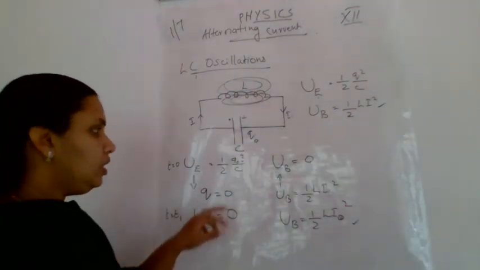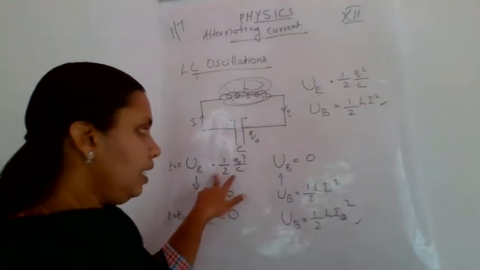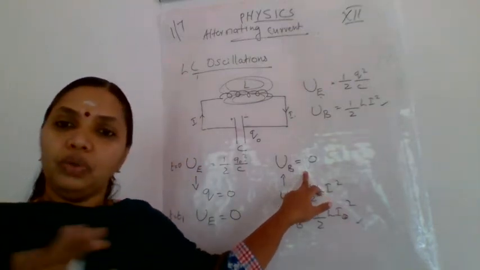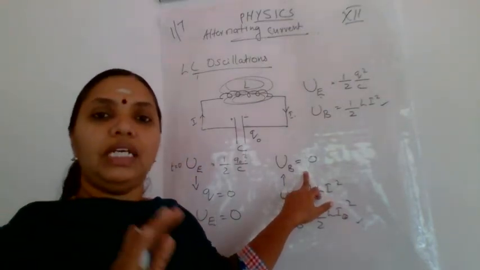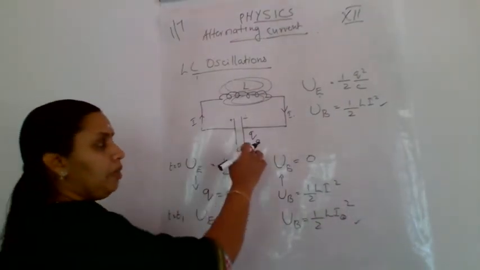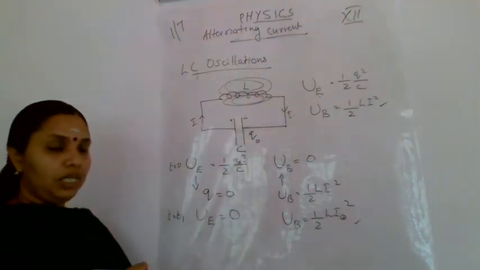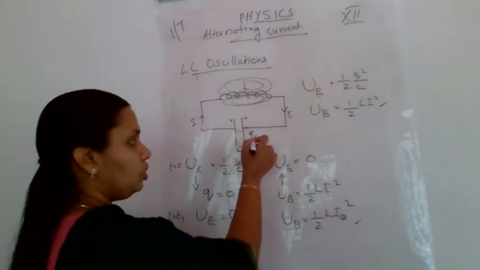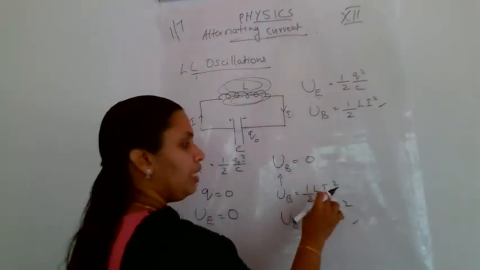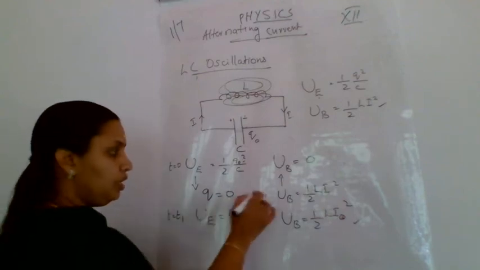Okay, so initially, UE is equal to half Q square by C. At that time, what is the energy across the inductor? No current, so the energy across the inductor is 0. Then after some time, what happened? The capacitor charge starts discharging to the inductor, isn't it? So, the amount of charge stored in the capacitor decreases. Meanwhile, the current through the inductor increases.